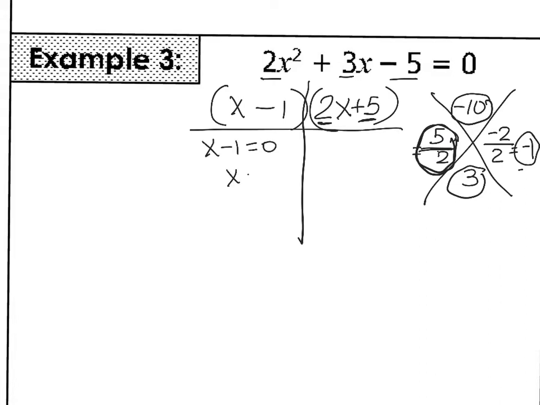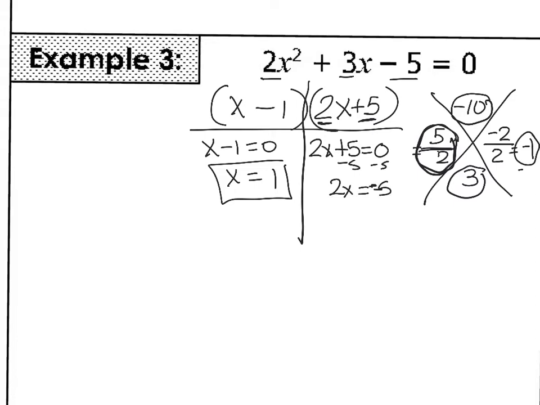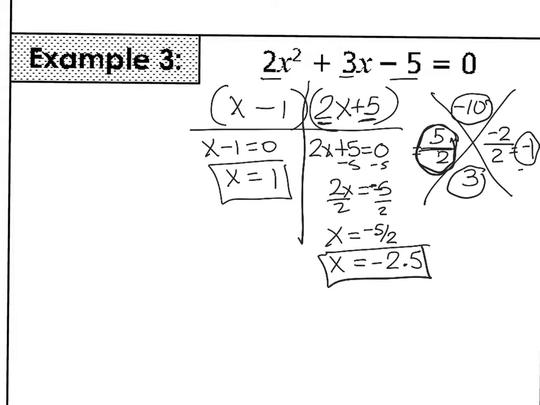All right, this one's simple, x equals 1. This one is going to be a two-step equation. So I'm going to have to subtract 5 from both sides. So 2x equals negative 5. And then I'm going to divide by 2. So x equals negative 5 over 2, or you could say x equals negative 2.5. All right, so you've got two solutions. And yes, we can have an x-intercept or a solution at negative 2.5.